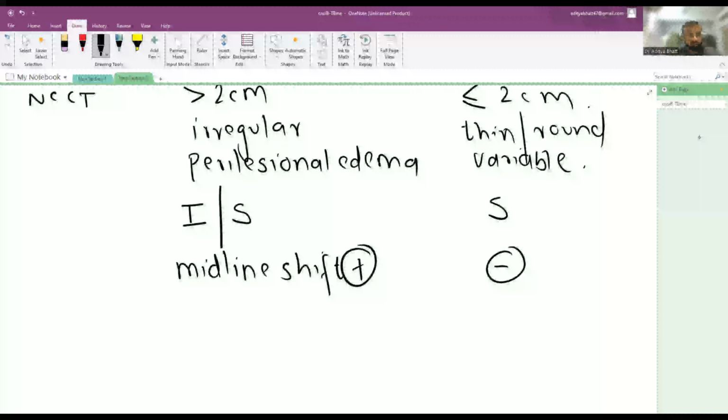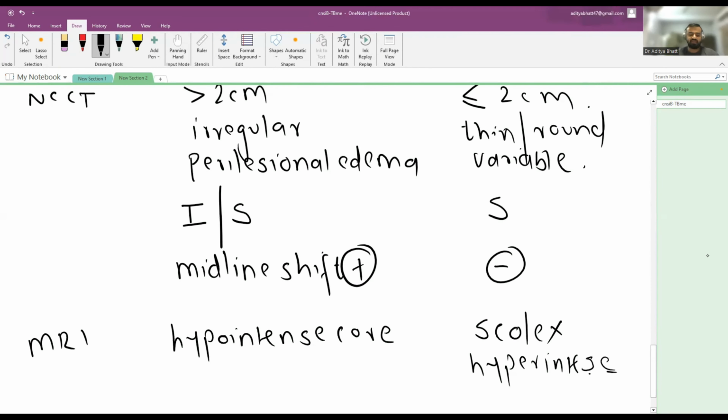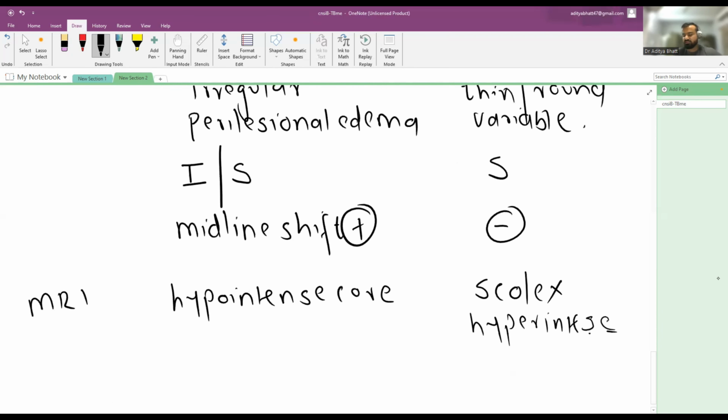Now, when you go for MRI, T2 imaging will show a hypointense core in tuberculoma, while in a patient with NCC you can see the scolex, which is a hyperintense core. And if you go for MR spectroscopy, there is a lipid peak in tuberculous meningoencephalitis, which is not there in NCC. So this is the diagnostic algorithm of tuberculous meningitis.